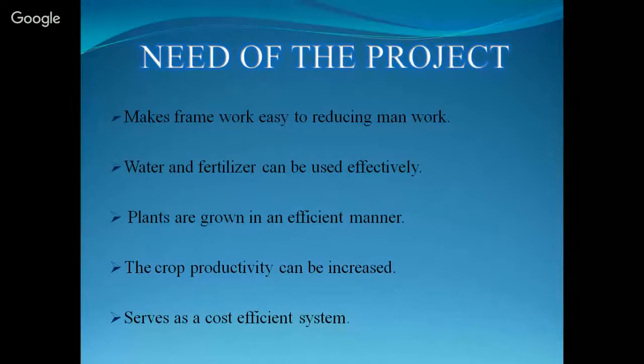The basic needs of the project are these. Since the moisture content is directly sensed by the load cell to perform the irrigation process automatically, the work of the farmer is made easy. Overuse of both water and fertilizer can be avoided, so the yield of the plant could be efficient and soil pollution could also be avoided. Crop productivity is increased with optimal usage of water and fertilizer, and the system is also cost effective.